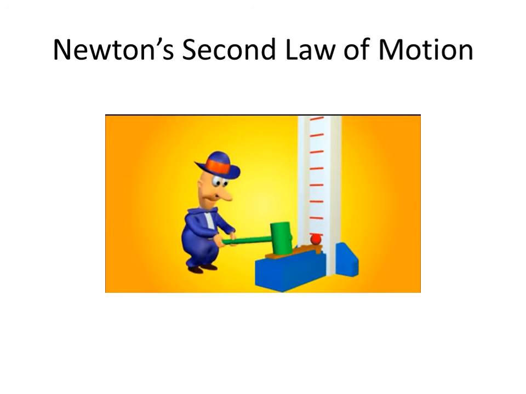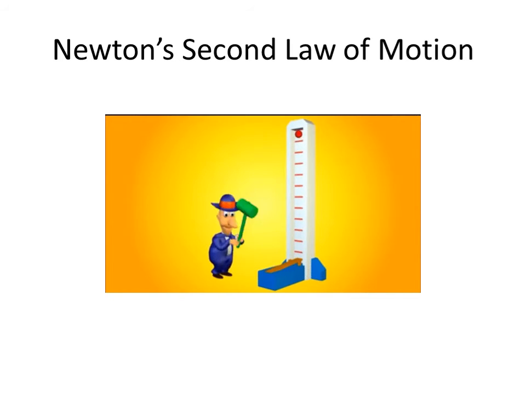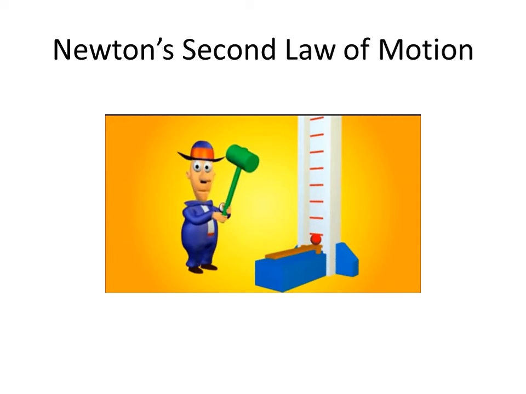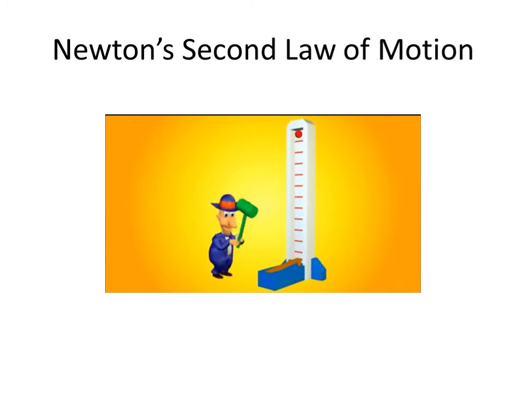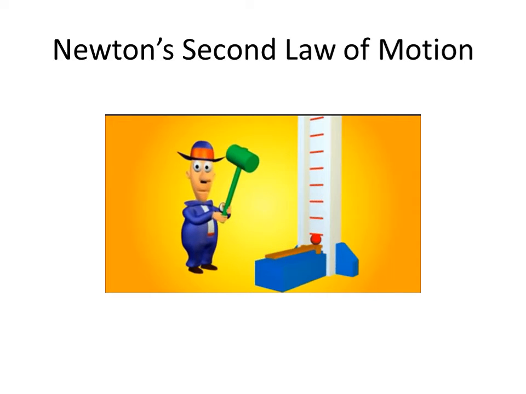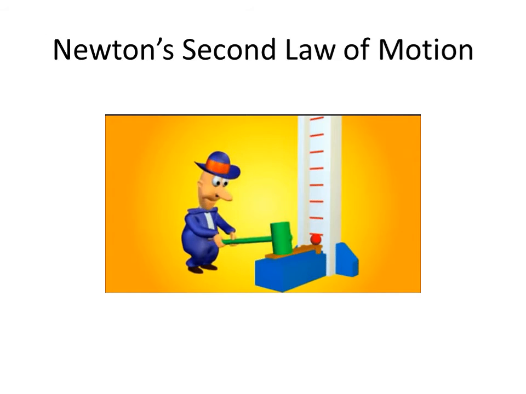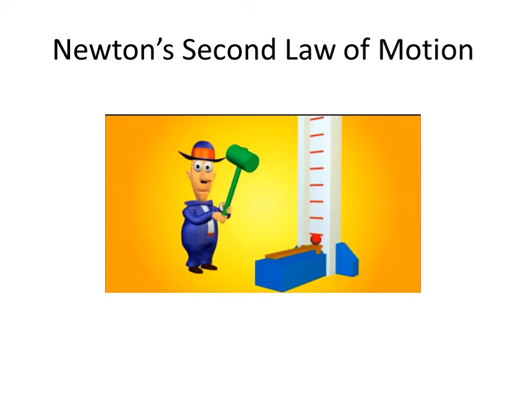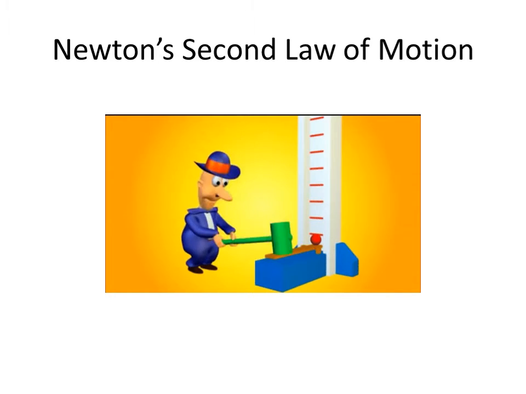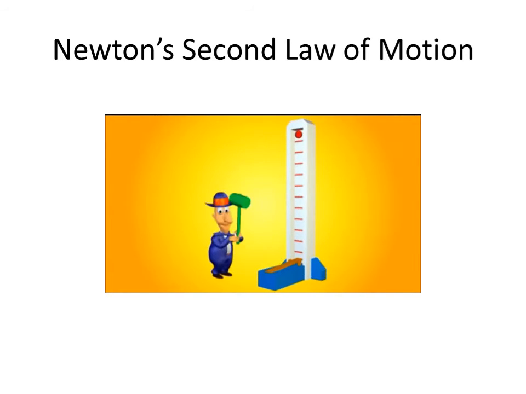How can you explain here Newton's second law of motion? This man is trying to hit a bunt in order to move the ball up higher in the column. What happens if he applied a small force on the hammer? Would it accelerate more or less? It would accelerate less.